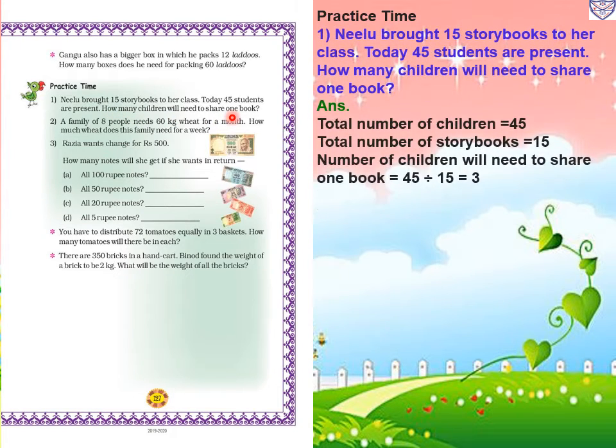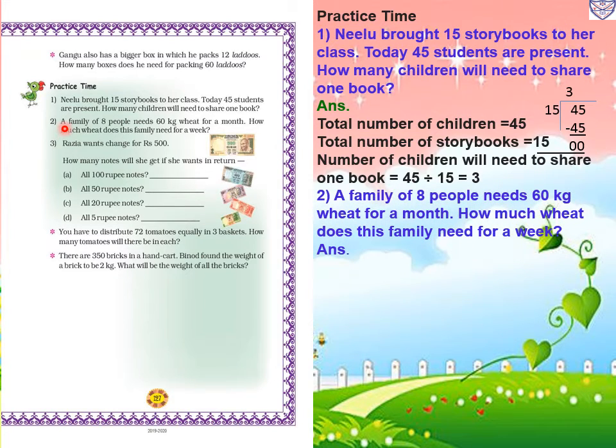So what will we do? Total number of children equals 45 and total number of story books equals 15. So the number of children who will need to share one book equals 45 divided by 15. So what will be the answer? In the 15 table, when does 45 come? Yes, 15 threes are 45. So 3 children have to share one book.